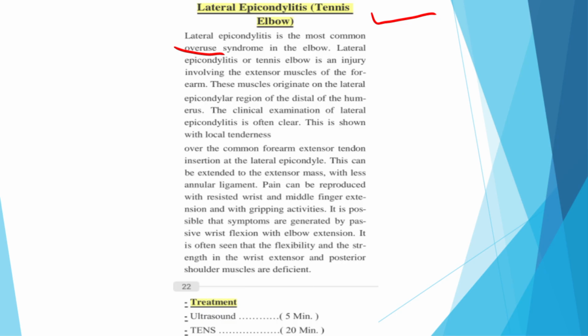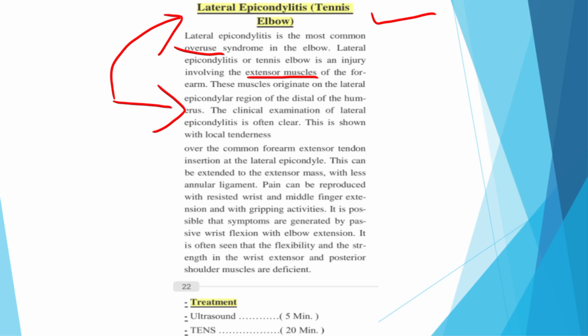Lateral epicondylitis, or tennis elbow, is an injury involving the extensor muscles of the forearm. It also involves the supinator. These muscles originate on the lateral epicondyle region of the distal end of the humerus. So, when inflammation of these muscles occurs, we can call it lateral epicondylitis.